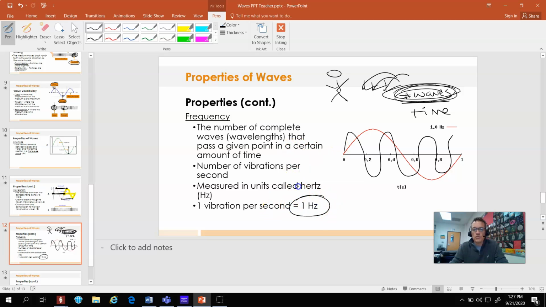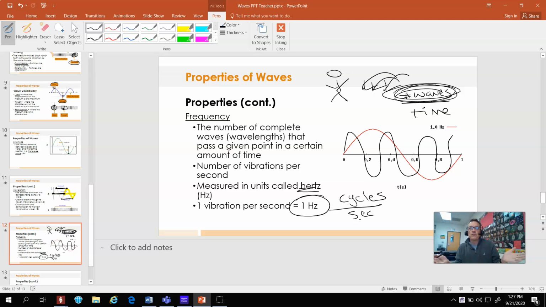Frequency has its own unit. It's called a hertz, and it's the number of vibrations, or sometimes it's referred to as the number of cycles per second, or the number of waves that come past in a certain amount of time. So the higher the frequency, the more waves are going to be passing in a given amount of time.